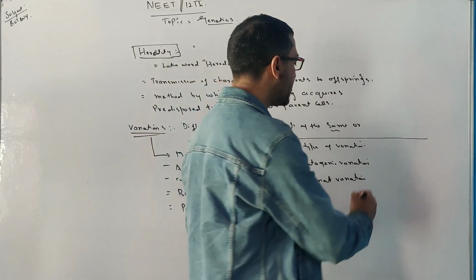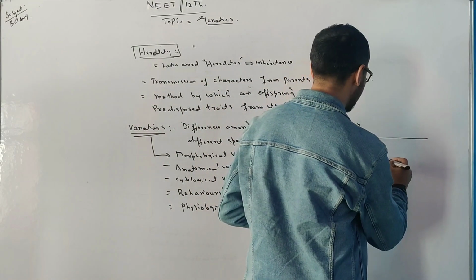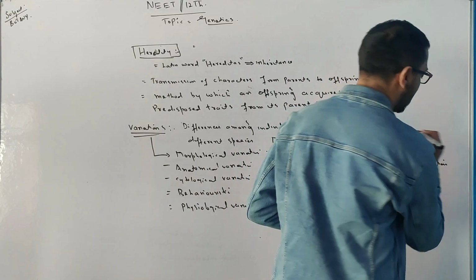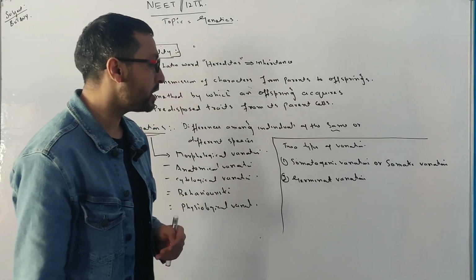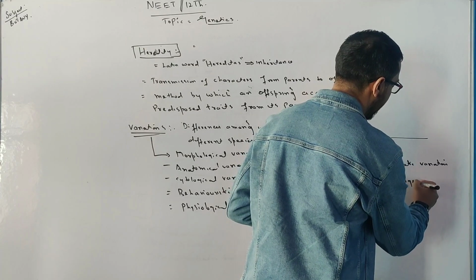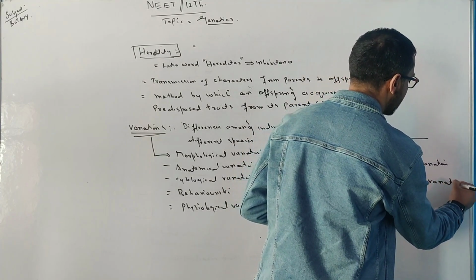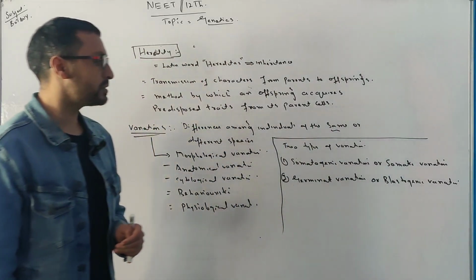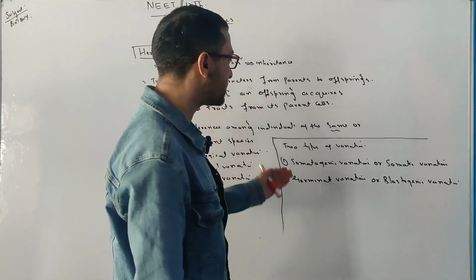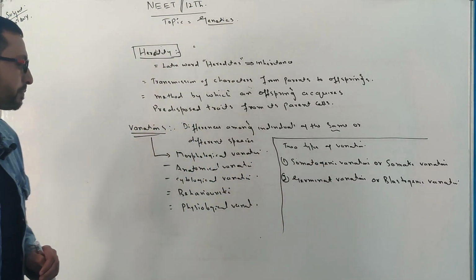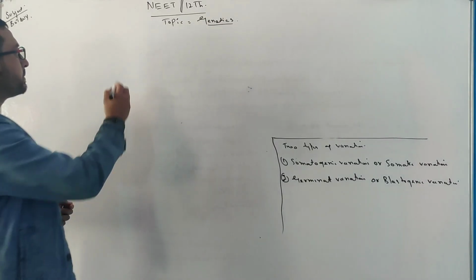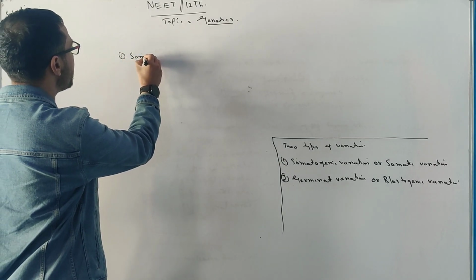So far as somatogenic variations are concerned, they are also called as somatic variations. And so far as germinal variations are concerned, they are also called as blastogenic variations. So variations are of two types: somatogenic variations or somatic variations, and germinal variations or blastogenic variations. Number first, let's talk about somatogenic variations.